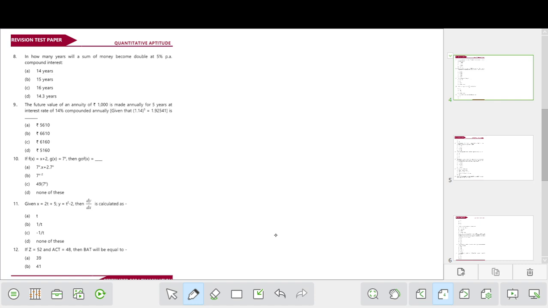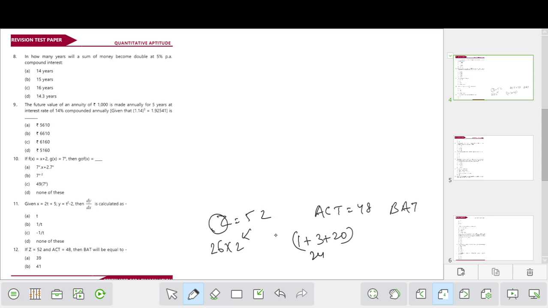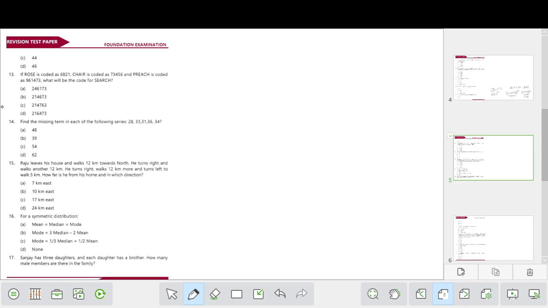Now if Z is equal to 52, ACT is equal to 48, what is BAT? So Z, if you remember, is the 26th letter. So 26 into 2 is coming as 52. Same for ACT, A is first, C is third, and T is 20th. So this is 24 into 2 is coming as 48. For BAT, it is 2 plus 1 plus 20. This will give 23 into 2. That will come to 46. So let's check the answer. It is D. D is the correct answer.